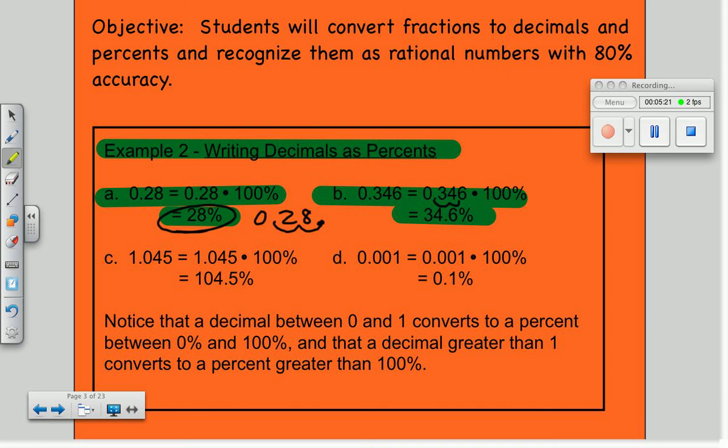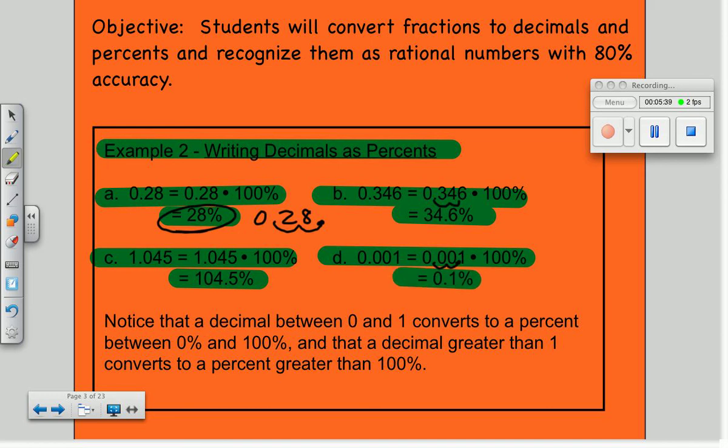Letter C, we're going to move this decimal 2 times to the right, 1.05 becomes 104.5%. And letter D, 0.001, 2 decimals to the right, becomes 0.1%. Okay? Now notice that a decimal between 0 and 1 converts to a percent between 0% and 100%, and a decimal greater than 1 converts to a percent greater than 100%.